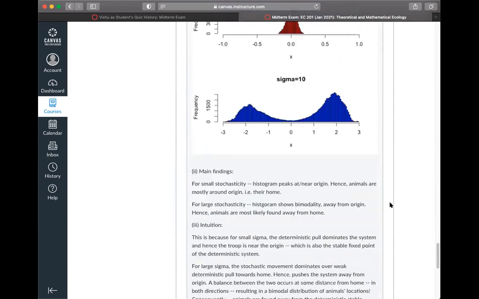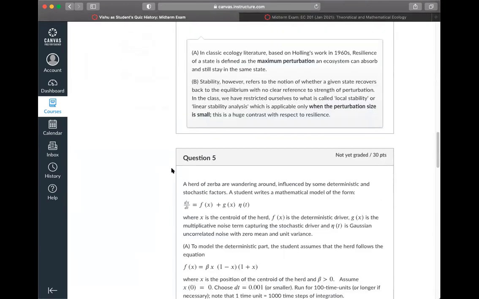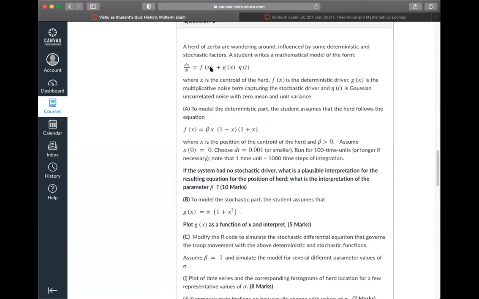Okay, so let's go to another question, question 5. This was a different animal, which had a different deterministic equation. I think I messed up here, by the way. This equation is a bit more complex: beta x into 1 minus x into 1 plus x. It's a cubic equation now. So if you plot this equation for beta greater than 0. I wrote beta greater than 0 here, but I forgot alpha greater than 0 in the previous one.